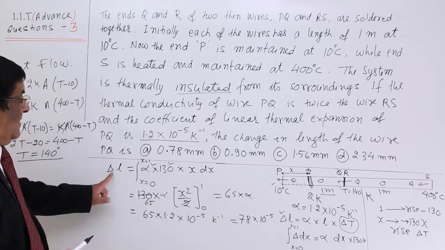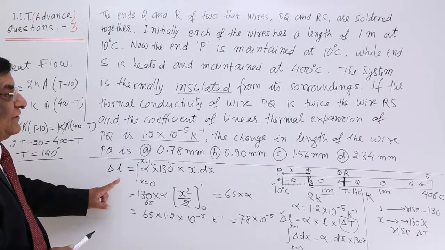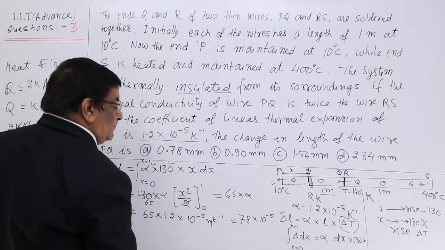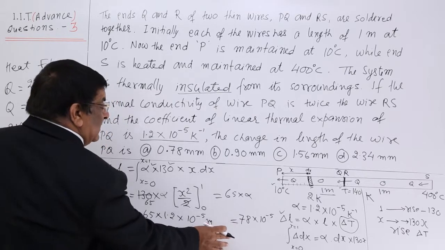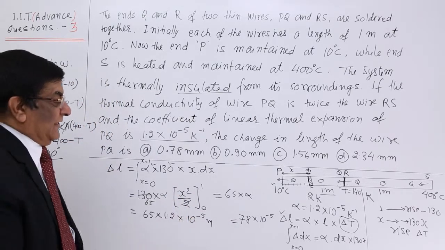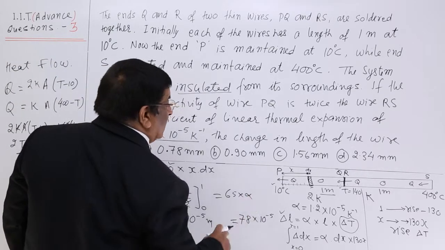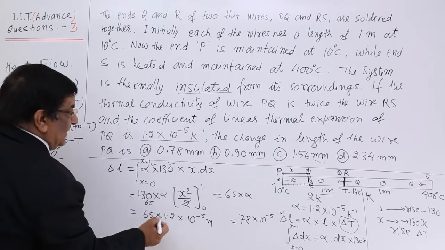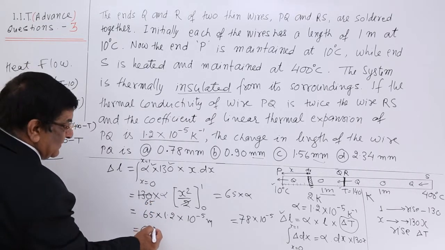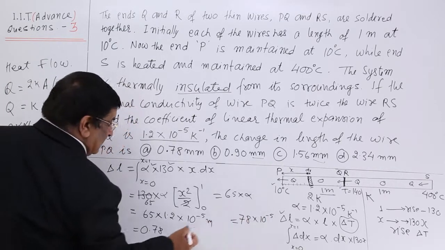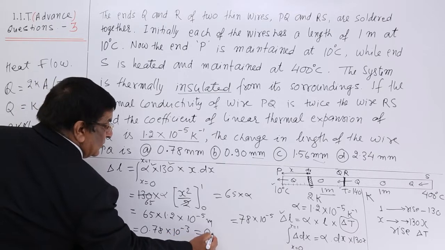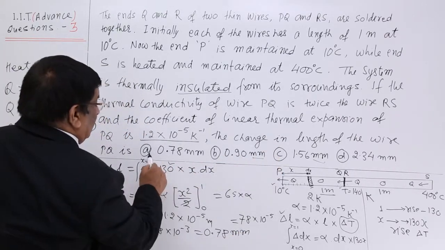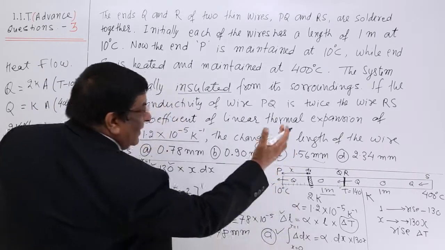Okay, delta L, length expansion. What is the unit of length expansion? Naturally, in the unit of length, that is meter. Now per Kelvin is gone because it is not the coefficient. Delta L will have meter. So this is our answer in meter. If you want the answer in millimeter, we also convert it to millimeter, and this comes out to be 0.78, two digits, put it here, two digits, and this will be 10 to the power minus 3. This is 0.78 millimeter. That's all. So our right option is option A. A is our right option, and we got it.